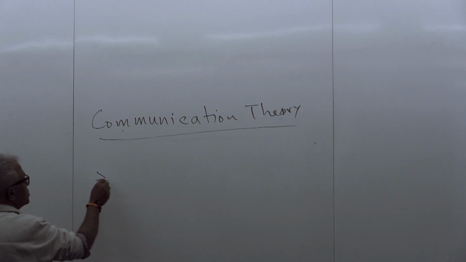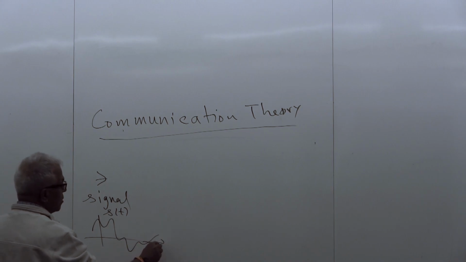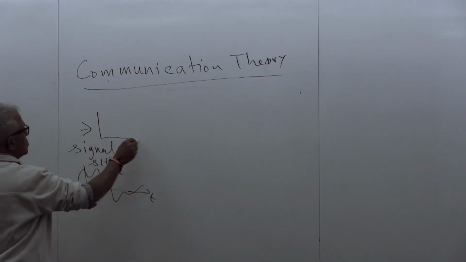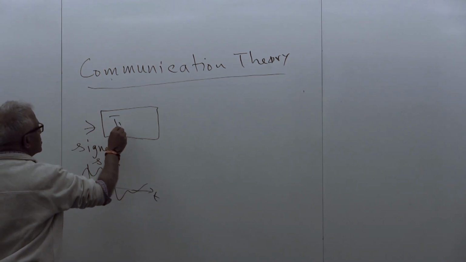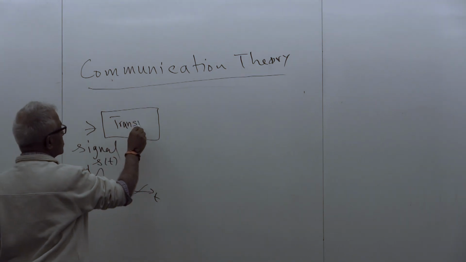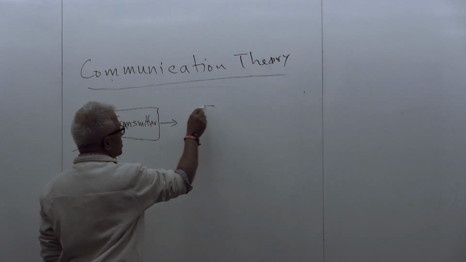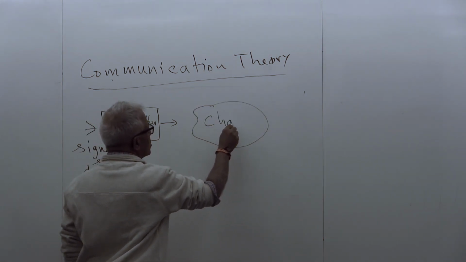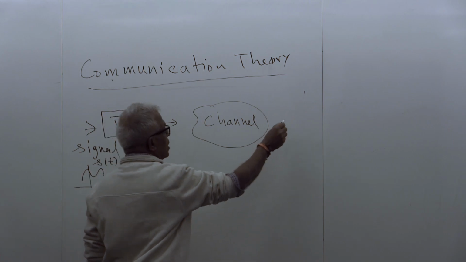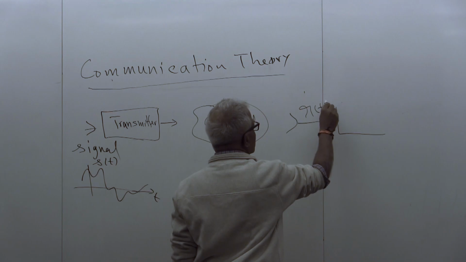Basically, communication is transmitting a signal, whether it's audio or video, S of t, from A to B. So the main blocks are, it's a transmitter. Then the information goes through the channel, and then you receive the signal. Whatever you receive, I'm going to call it R of t.